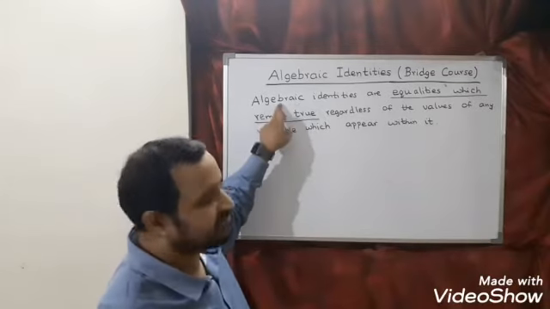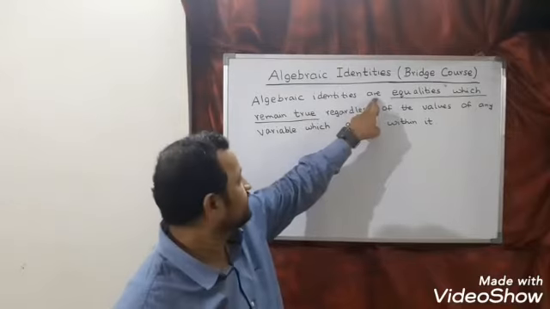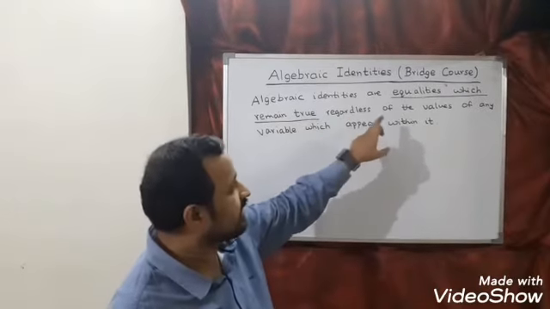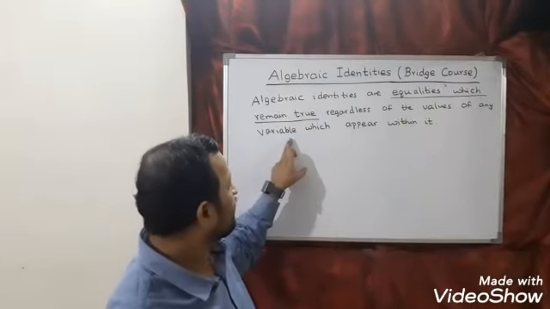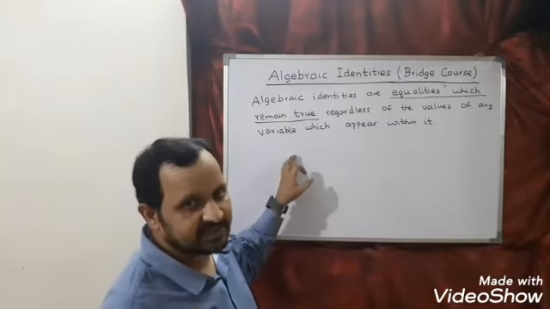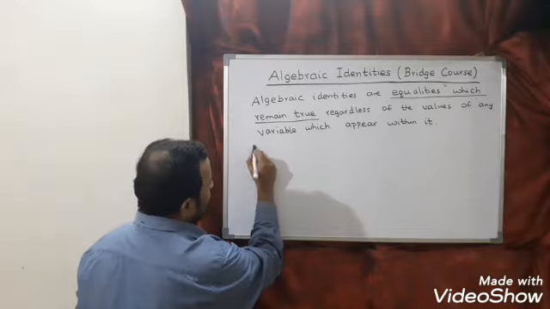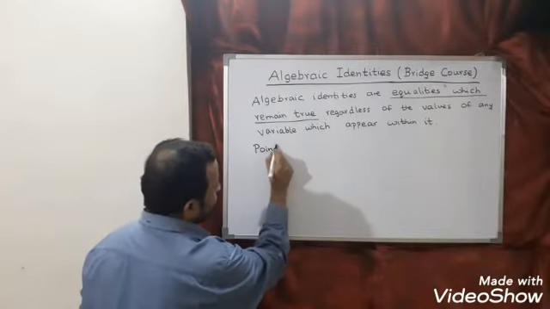So the definition of algebraic identities is: algebraic identities are equalities which remain true regardless of the values of any variable which appear within it. Let us see some points which you have to remember. So here I can say points to remember.